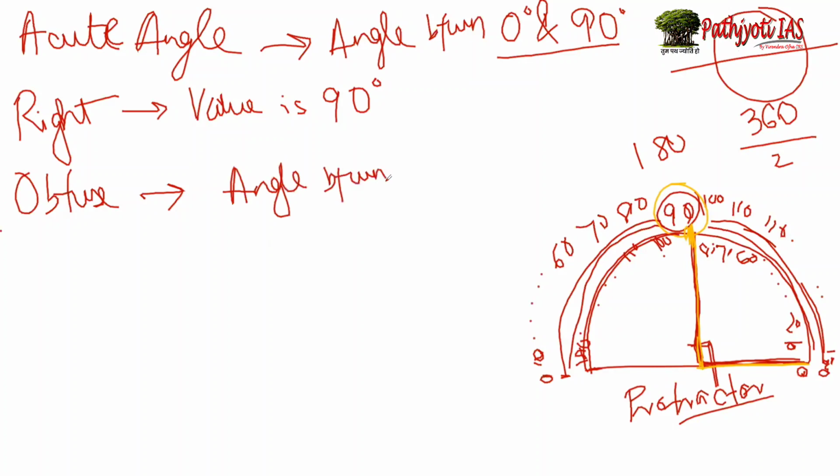बिटवीन 90 डिग्री एंड 180 डिग्री, ठीक है. ये आपका ऑब्ट्यूस एंगल हो गया. और एक होता है ना स्ट्रेट एंगल. स्ट्रेट एंगल इज नथिंग बट 180, मतलब जो एंगल का वैल्यू होगा 180, दैट वुड बी अ स्ट्रेट एंगल. दिस इज अ सिंबल ऑफ स्ट्रेट एंगल.